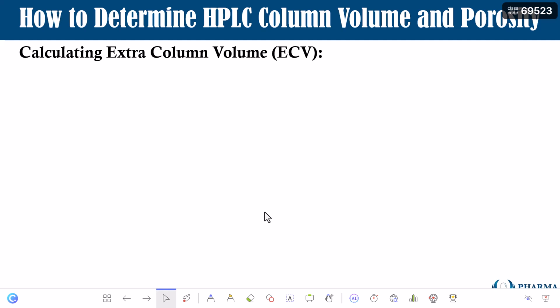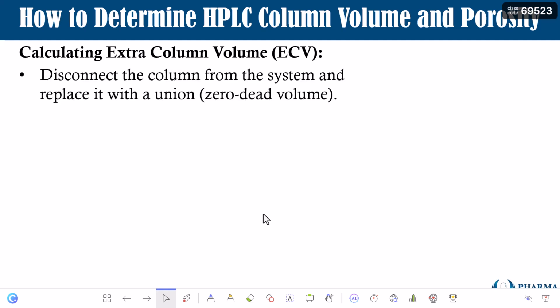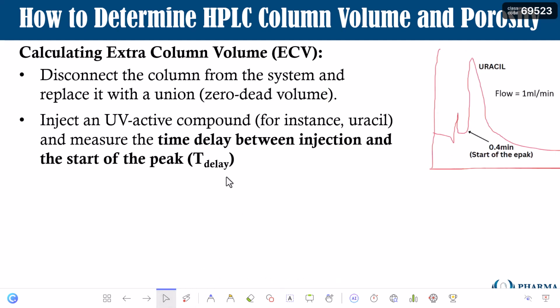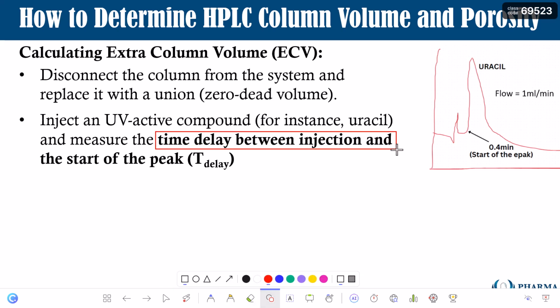So calculating the extra column volume now is important. Disconnect the column from the system, remove the column, and connect a union. Especially, the union should be a zero dead volume component. The union should not carry any volume itself. Once you connect this union, you can inject an unretained component like uracil and calculate the time delay between injection and the start of the peak, that is T delay. In the given example, we found this time delay to be 0.4 minute, and this is the start of the peak.